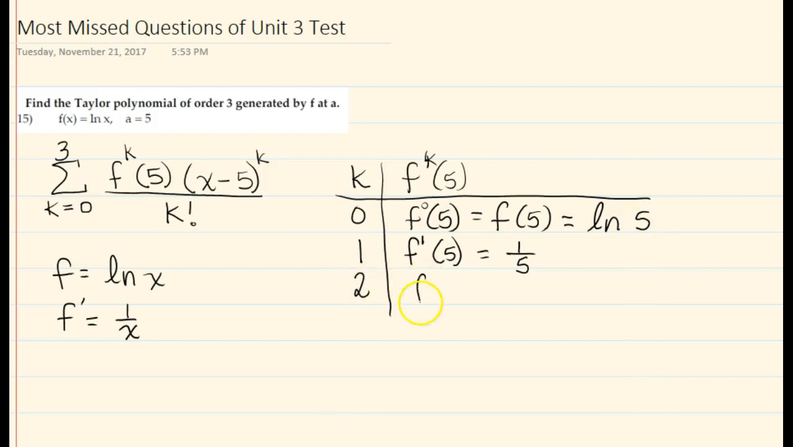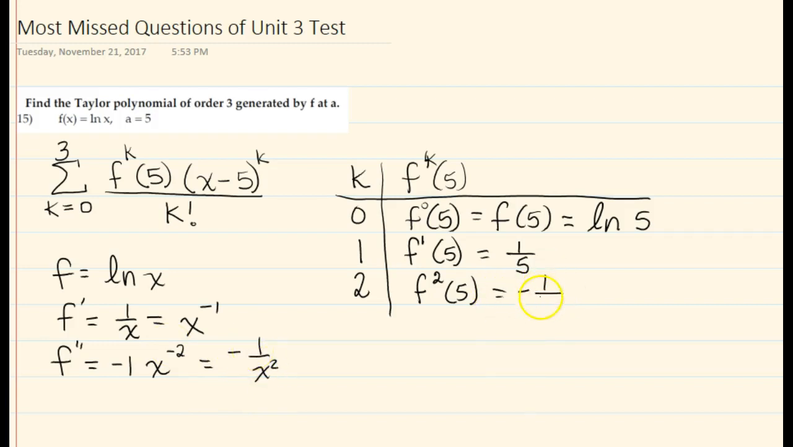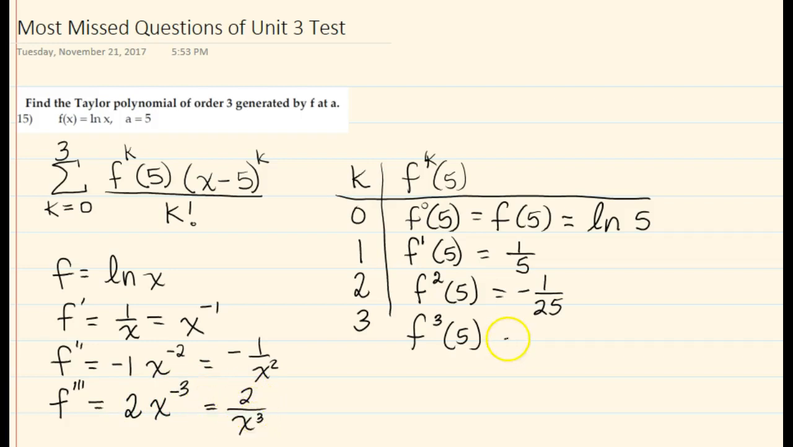When k is equal to 2, we're looking for the second derivative, and then we plug in 5. The second derivative is the derivative of this first derivative. When we take the derivative, I get negative 1 times x to the negative 2, which is the same thing as negative 1 over x squared. When I plug in 5, I get negative 1 over 25. The last one we need is k equal to 3. That means I need to find the third derivative and then plug in 5. The third derivative is going to equal a positive 2 x to the negative 3, or 2 over x cubed. When I plug in 5, I get 2 over 125.